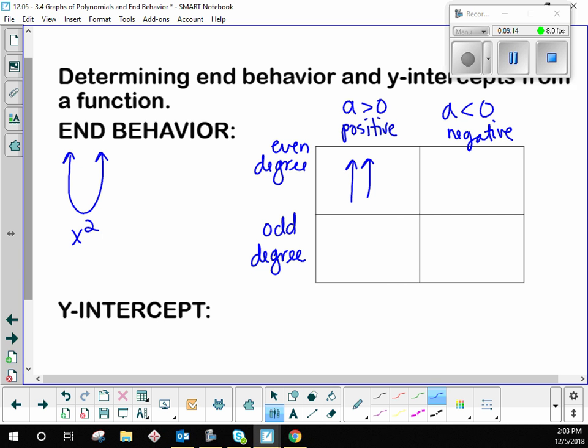Okay. What happens to this graph when we make the front of it negative? What happens to the graph? It flips. It goes this way. Now, what's the end behavior? Down, down. So when you have an even degree and a negative leading coefficient, it's going to go down, down.